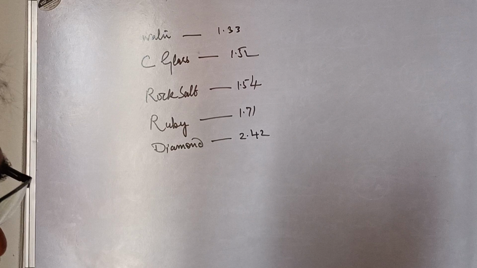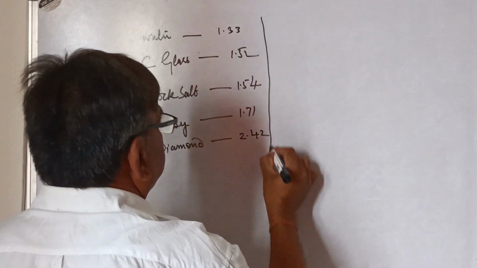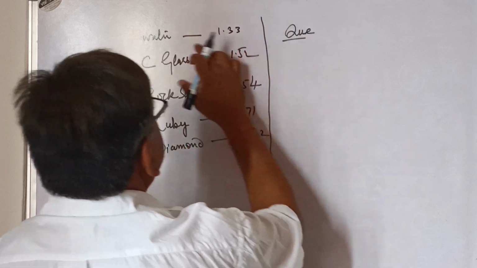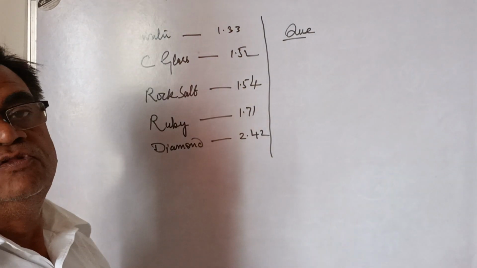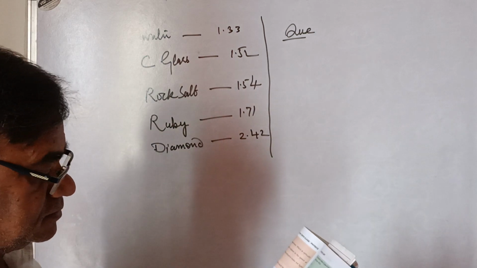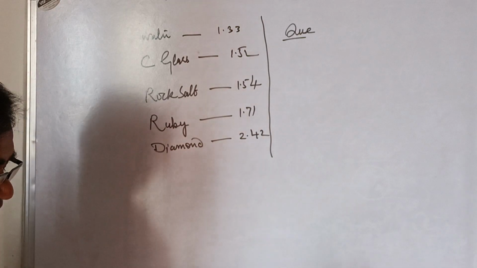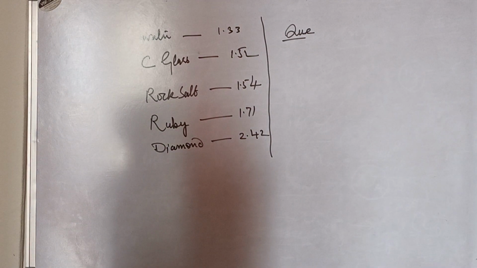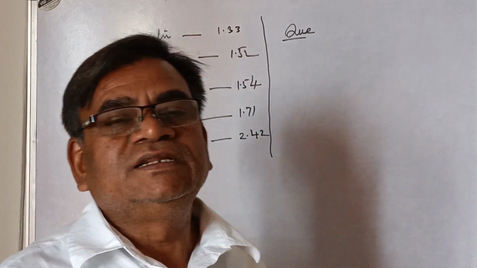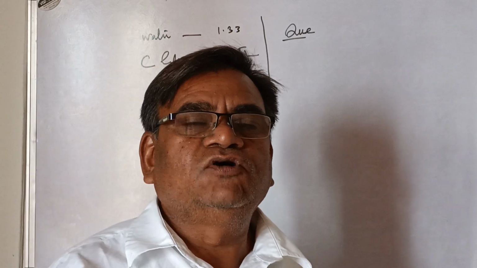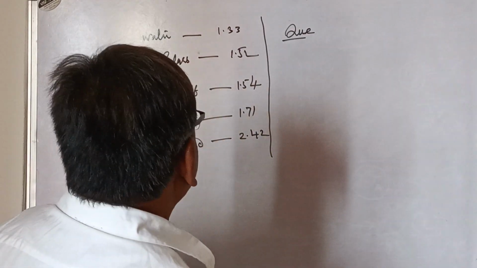Use the table to give an example of a medium pair, a pair of media, to show that light speeds up when it goes from one of these media to another. When the light goes from one to another, the speed of light increases. In a dense medium, optically dense medium, the speed is less; in an optically rarer medium, the speed is high.